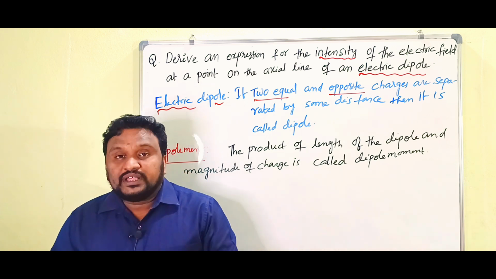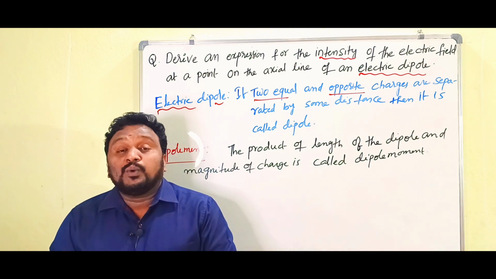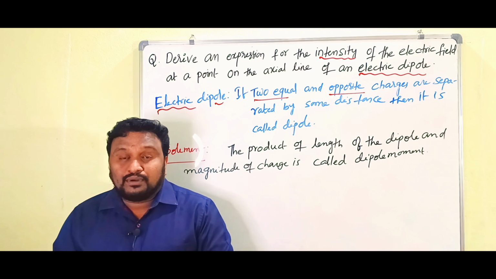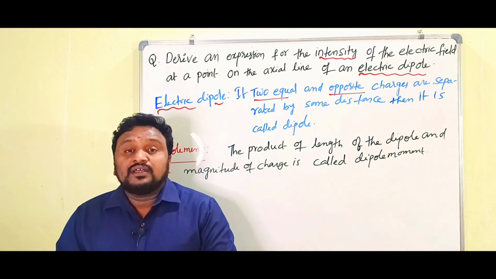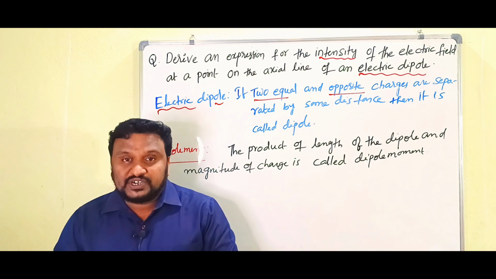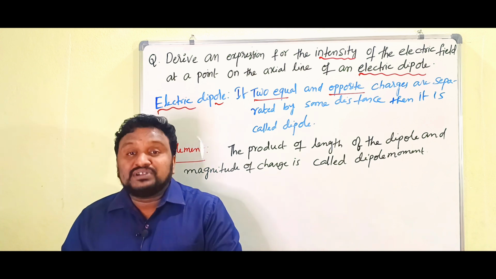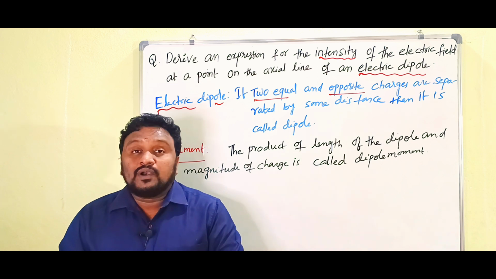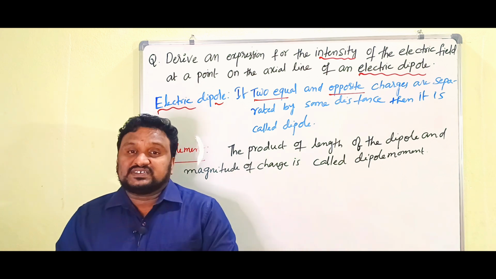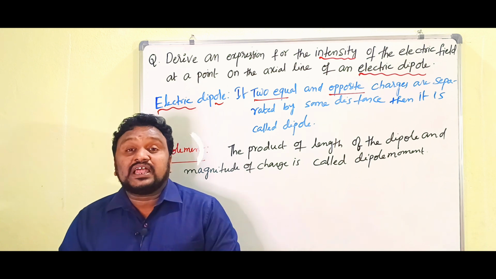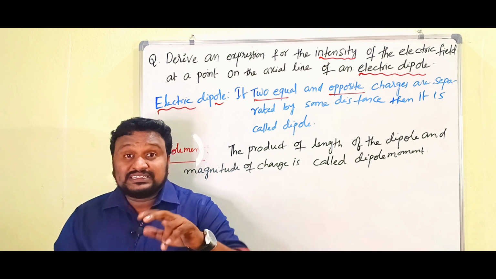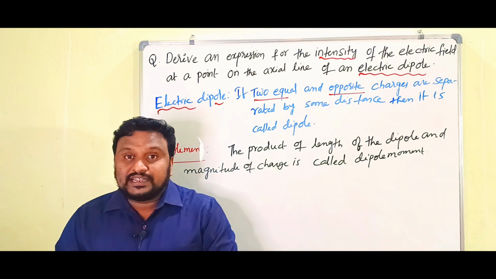Before going to the derivation, you must know what an electric dipole is. A dipole is nothing but two charges of equal magnitude and opposite sign separated by some distance. Then it is called an electric dipole.